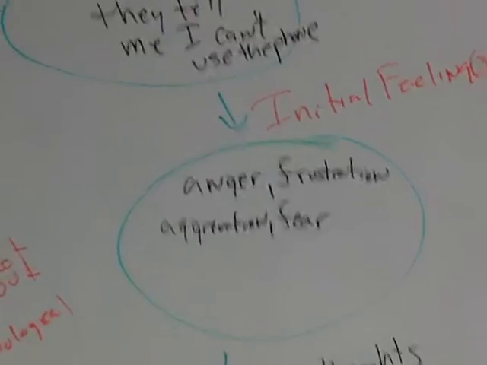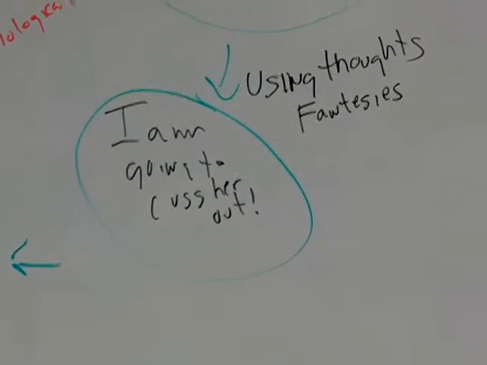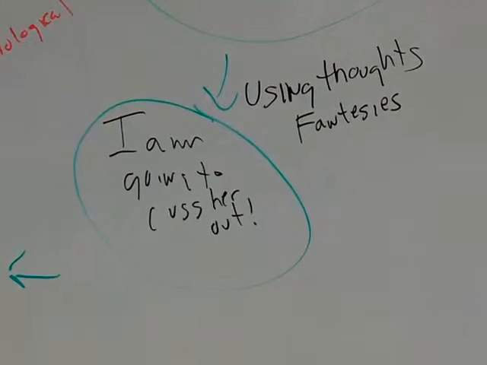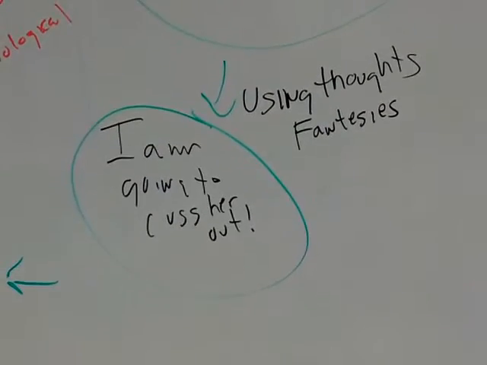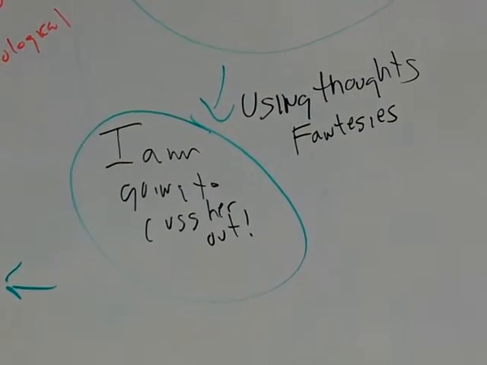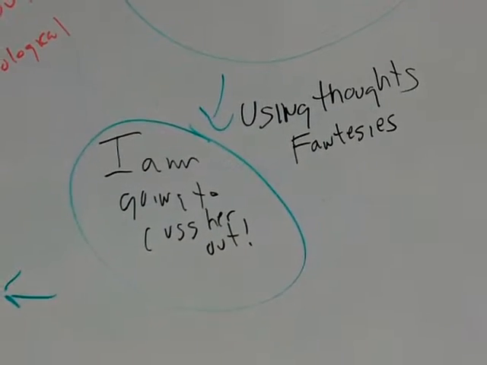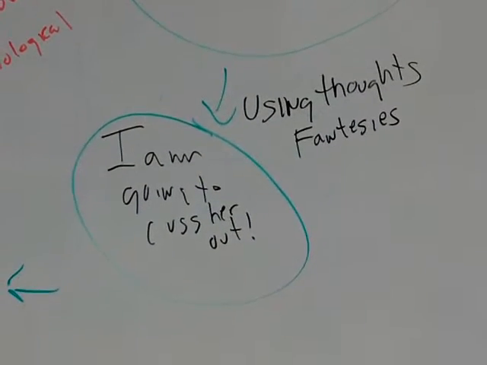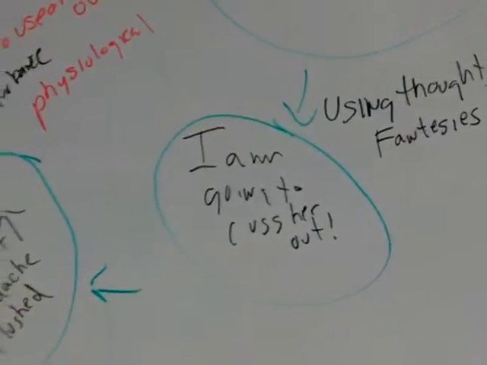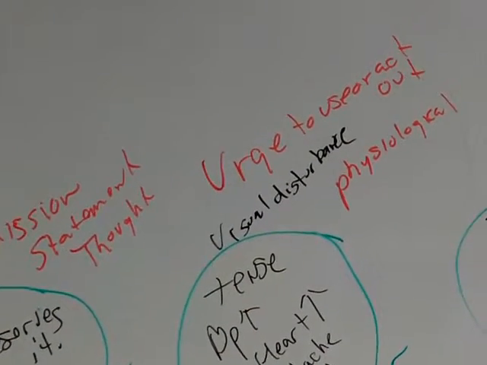Okay, the very next thing on our cycle would be the using thoughts or fantasies. Okay, now this is what you kind of fantasize about doing. So this is actually the thought you have about what you're going to do about the activating event. So the using thought or fantasy here was, I'm going to cuss her out. Okay, it's real simple.